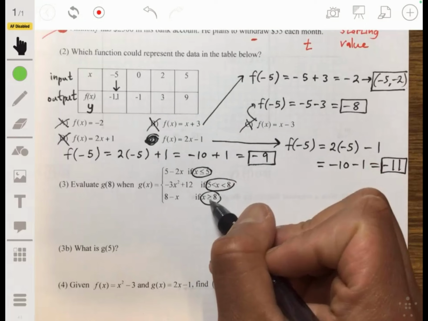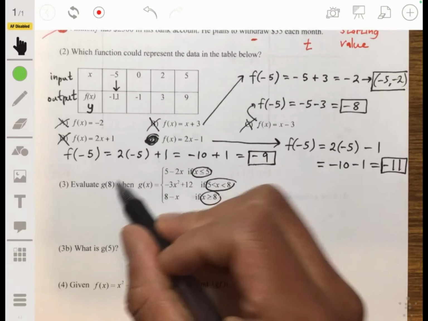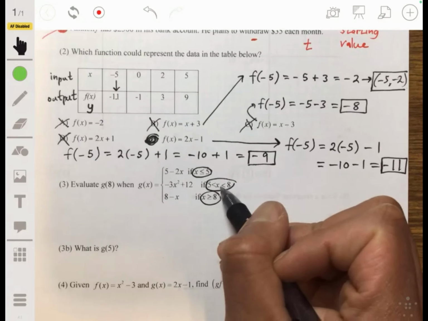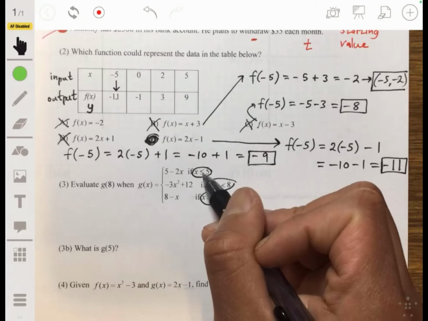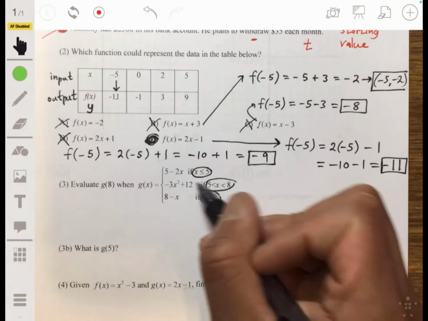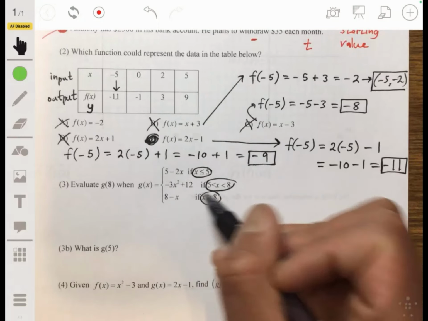These intervals basically tell you which expression to plug the x value into when it lies in these intervals. So when x is less than or equal to 5, you're going to plug x in here. If it's between 5 and 8, you're going to plug it into here. And if it's greater than or equal to 8, you're going to plug it in here.